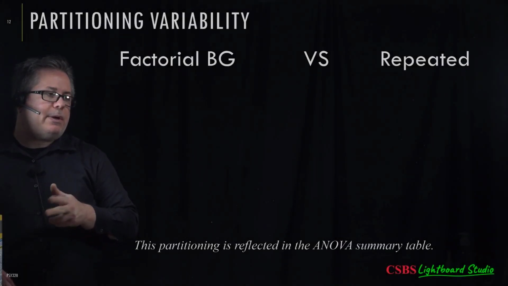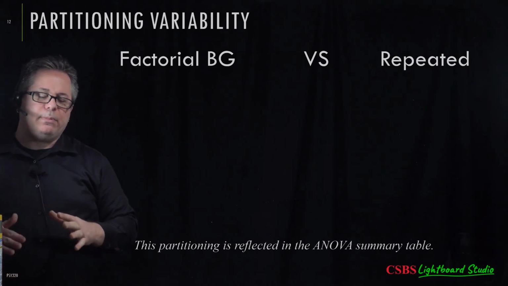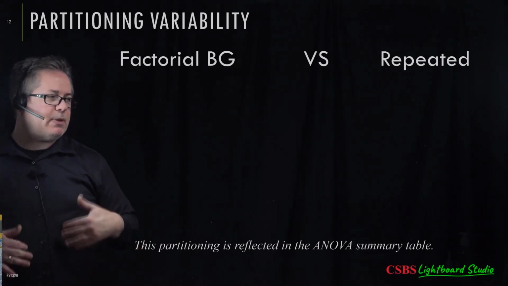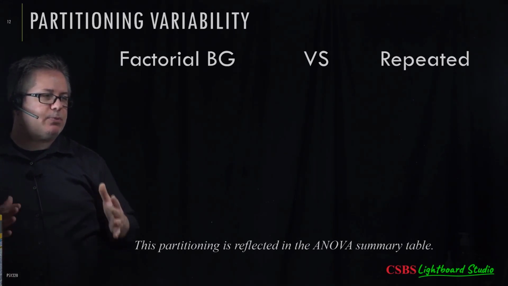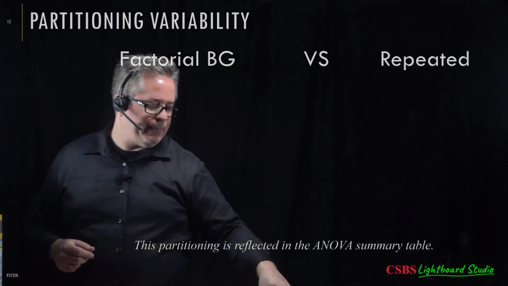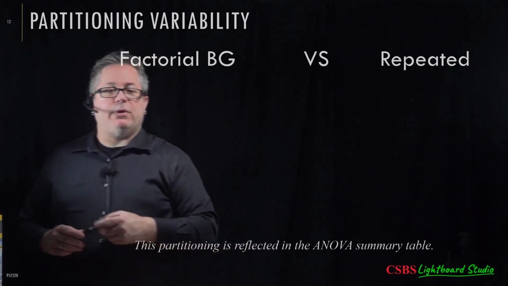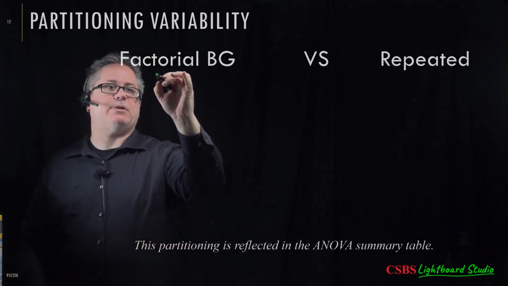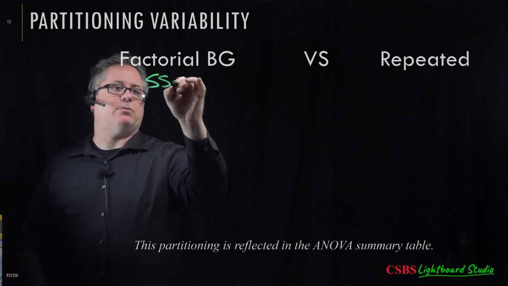So let's think about how the variability is being broken down. I mentioned it in the last slide, but let's think about it, because we did this for the factorial, so I want to put the factorial and repeated measures side by side. So in a factorial between groups, everything starts off as we've got the sum of squares for total, okay?